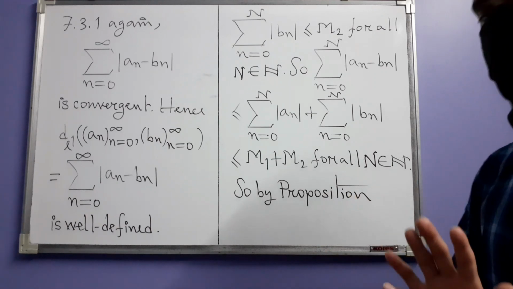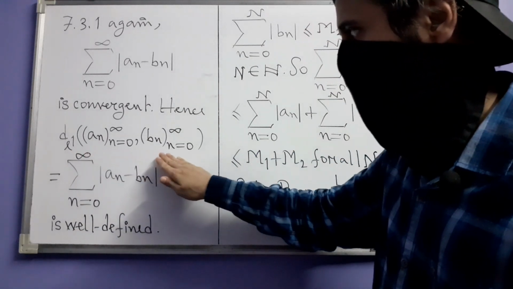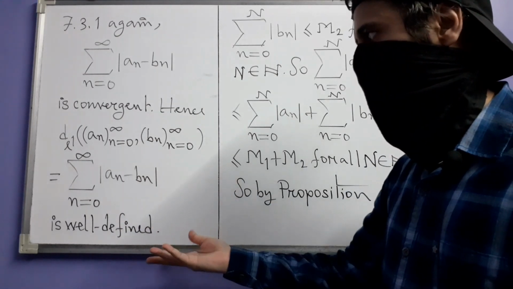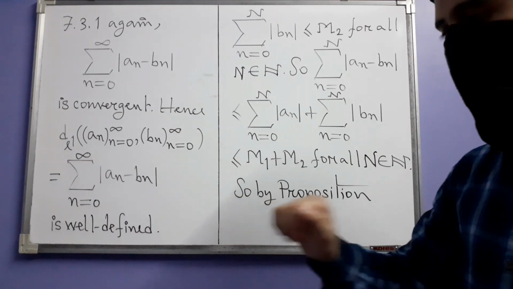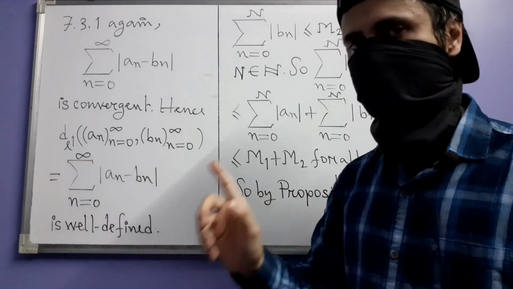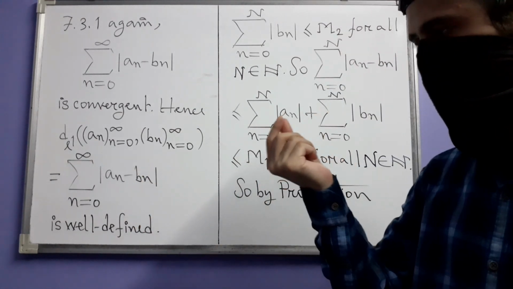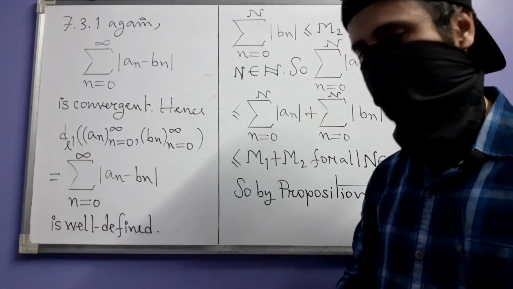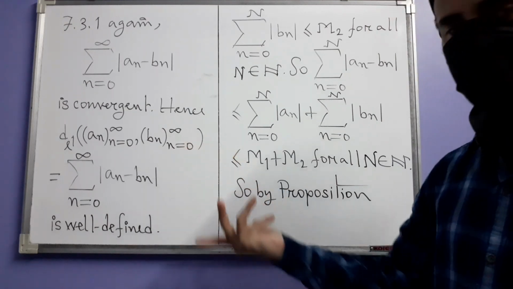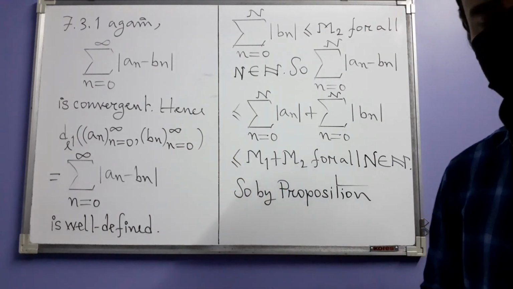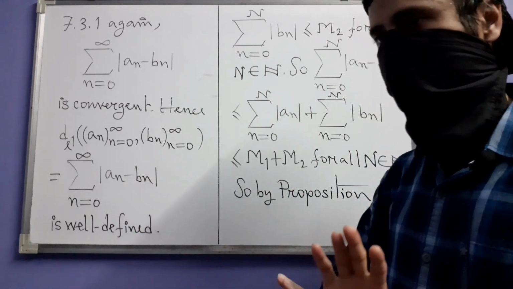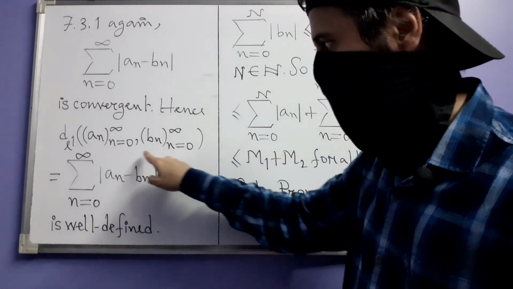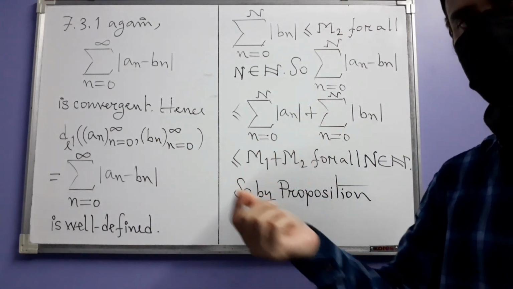So then what does that mean? It means that the dl1 distance as defined by this rule is well defined. You see, we had to do all these things because an infinite series is involved in the definition of the dl1 function. So unless you show that it is always a real number, this function does not make sense. So now we do not have to bother about convergence. Convergence is always there regardless of whatever sequences an and bn you choose from X.